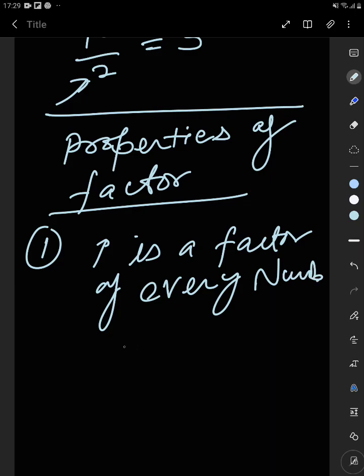For example, a factor of 3 is 1 multiplied by 3. Means 1 and 3 are the factors. So 1 is always there.